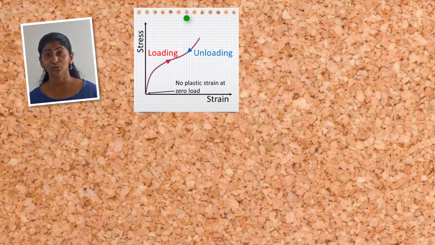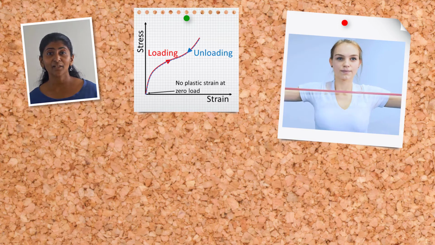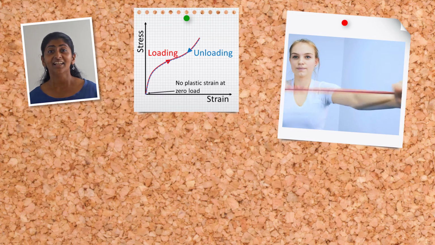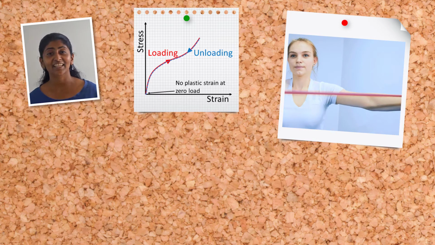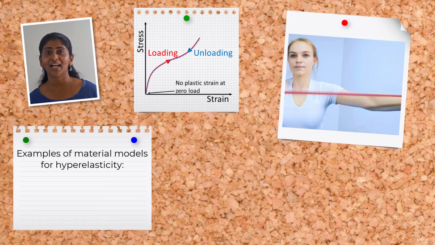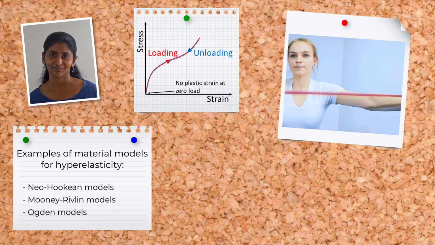Hyperelastic materials are those that can undergo a large amount of deformation without incurring damage or plastic deformation. A very common example in our day-to-day lives is a rubber band, which responds elastically even to large strains. The stress-strain relationship in case of hyperelastic materials is generally not linear, and various material models are available to capture the response. For example, Neo-Hookean models, Mooney-Rivlin models, Ogden models, etc.